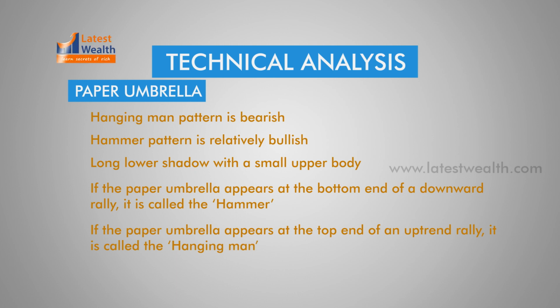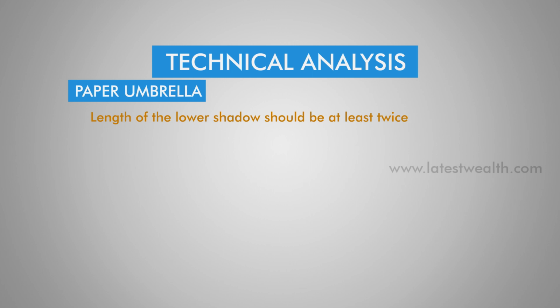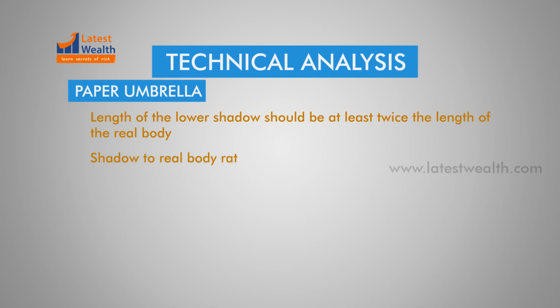To qualify a candle as a paper umbrella, the length of the lower shadow should be at least twice the length of the real body. Let me repeat. To qualify a candle as a paper umbrella, the length of the lower shadow should be at least twice the length of the real body. This is called the shadow to real body ratio.